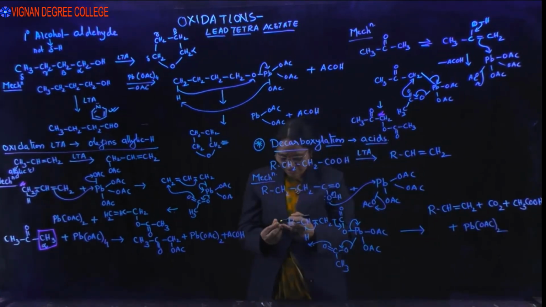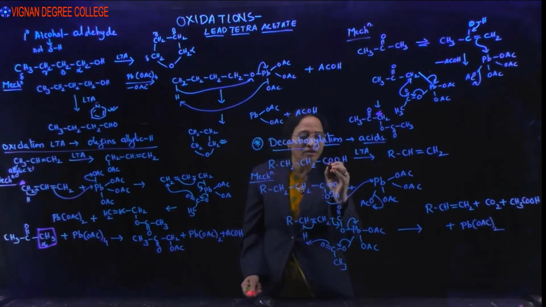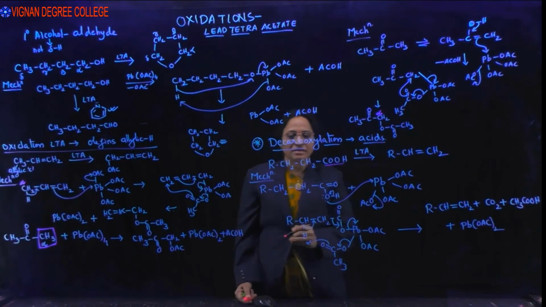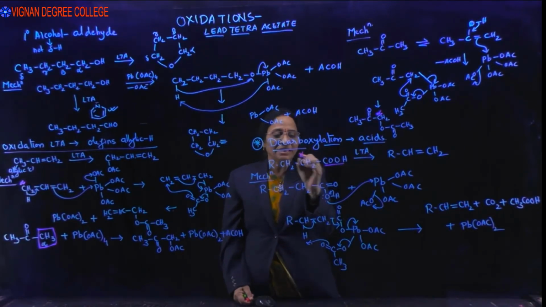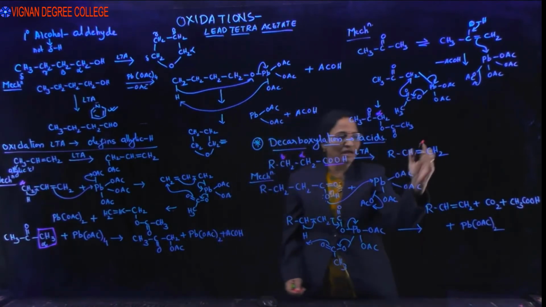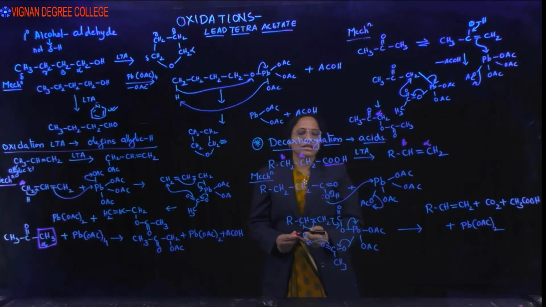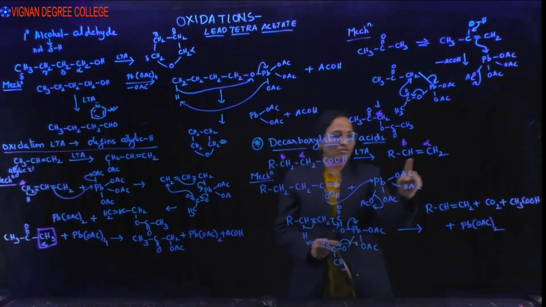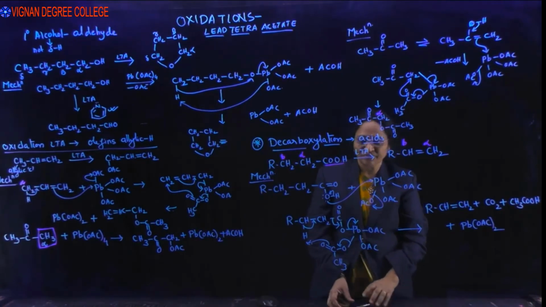So in case of oxidative decarboxylation, there is always loss of the carbon dioxide in the form of your carboxylic group as well as the loss of the hydrogen from the beta carbon, leading to the formation of a double bond at alpha and beta carbons of your acid. So decarboxylation of acids leads to the formation of an olefin as the final product.